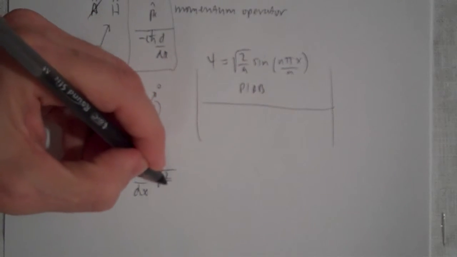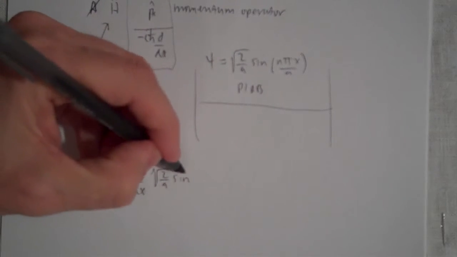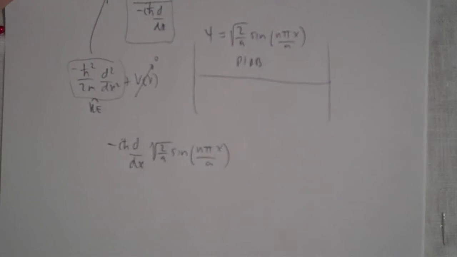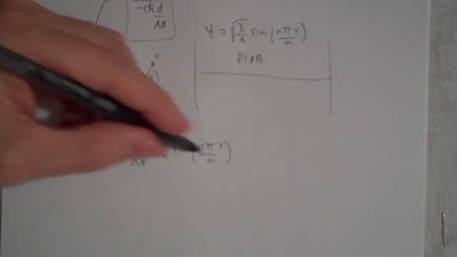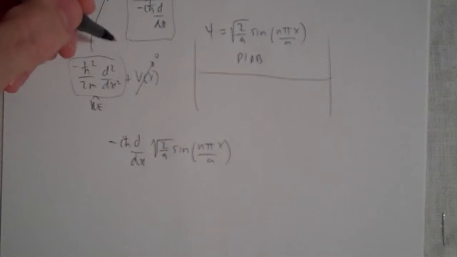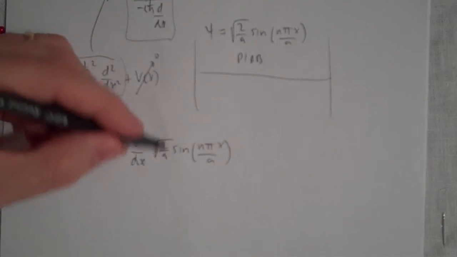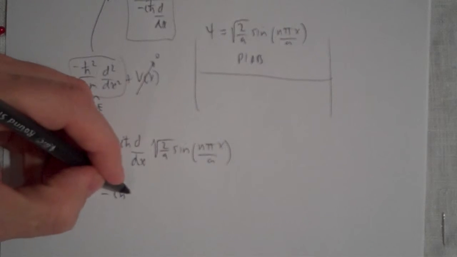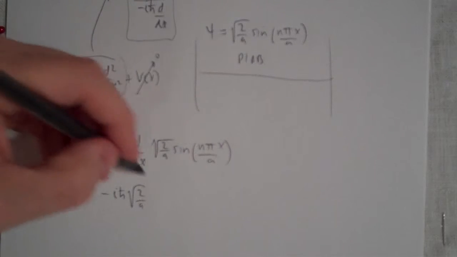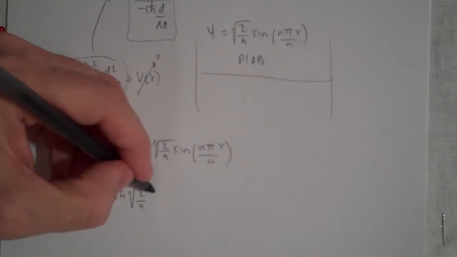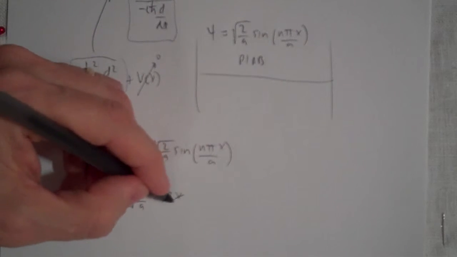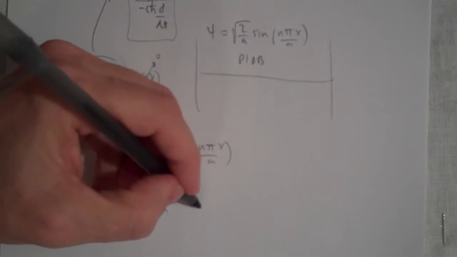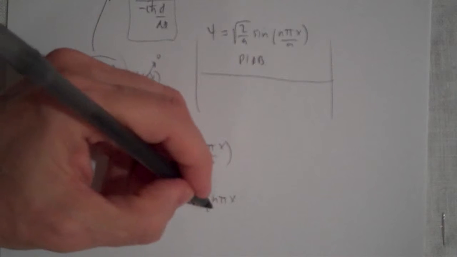if it's an eigenfunction. Sine of n pi x over a. So we're just taking the derivative of that. Ooh, I see it's not. Because watch this. This is just a constant, so let's pull this out front. Minus i h bar root 2 over a, and then d/dx of that is going to be n pi over a cosine n pi x over a.